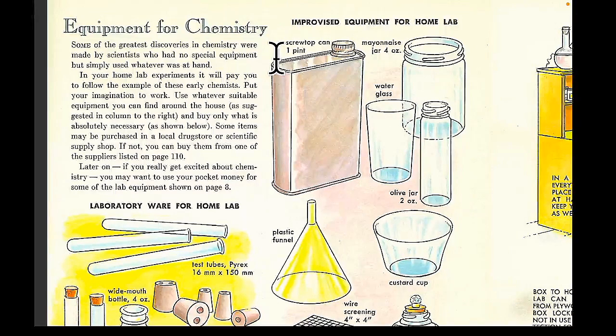Some items may be purchased in a local drugstore or scientific supply shop. If not, you can buy them from one of the suppliers listed on page 110. Later on, if you really get excited about chemistry, you may want to use your pocket money for some of the lab equipment shown on page 8. Improvised equipment for home lab.